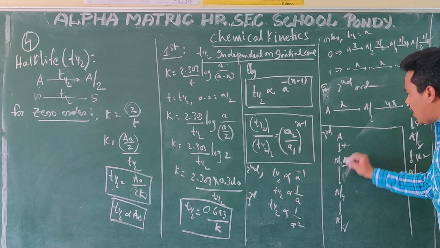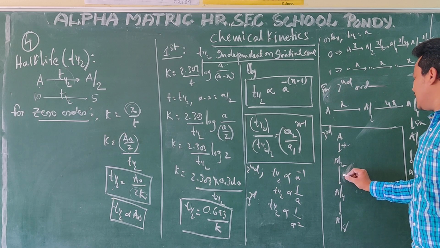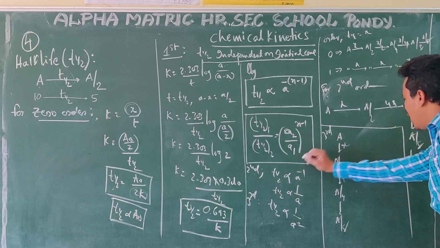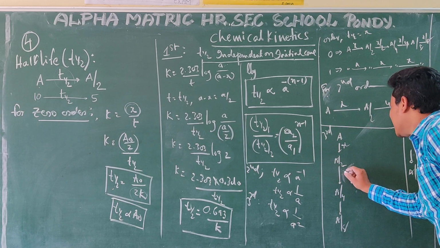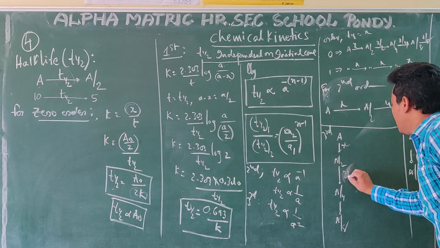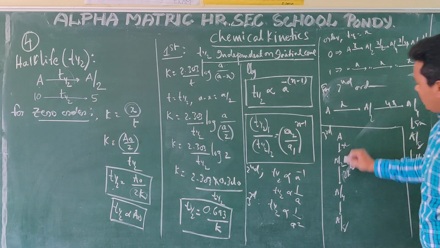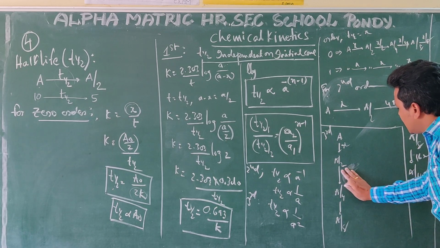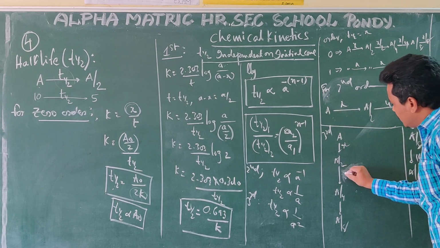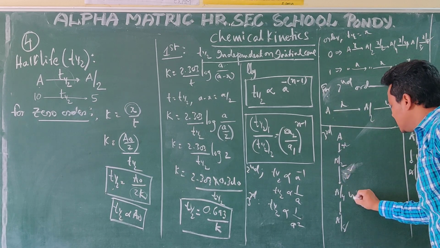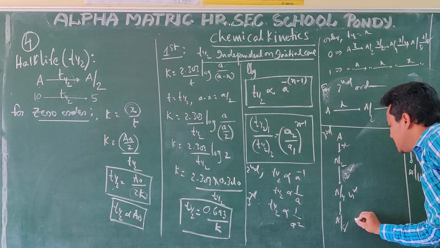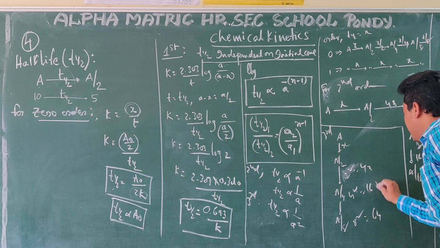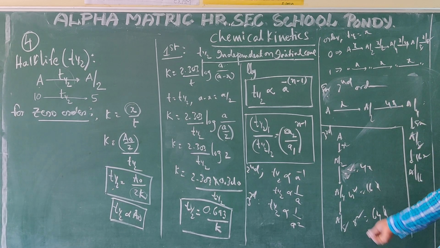This decreases 2 times now. Half decrease means it has increased double, inversely proportional to the decrease. How much? 2x square. Here A to A by 2, this is 2 square. A to A by 4, this is 4 square. A to A by 8, this is 8 square. Here 4 square is 16, and it is 64x.